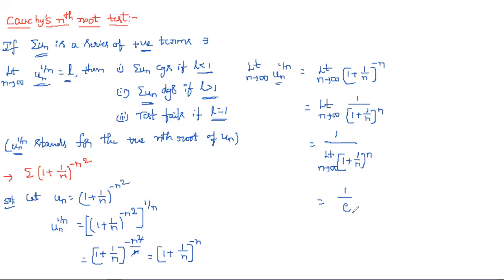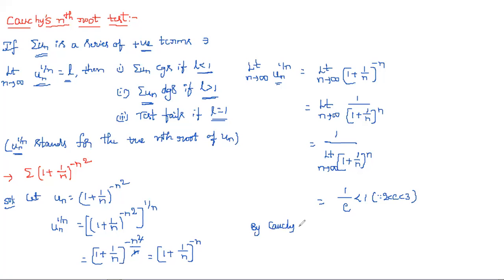So this is 1 by e, which is obviously less than 1. Since 2 is less than e less than 3, the value of e lies between 2 and 3. Obviously 1 by e is less than 1. If it is less than 1, as per the statement of Cauchy's nth root test, we can say that summation u_n is convergent, and simply you can write it by Cauchy's nth root test.